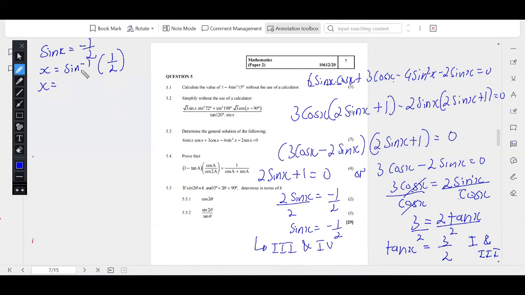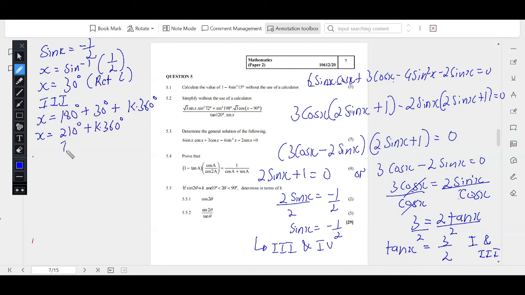Now, if you say what is arcsine of 1 over 2, this gives us a reference angle of 30 degrees. So let's note this is the reference angle. Now, to find the solutions under sine, we check the third quadrant and fourth. So this will go as x is equals to 180 plus the reference angle, which is 30 degrees, then plus k360. So 180 plus 30 degrees, that's 210 degrees plus k360.